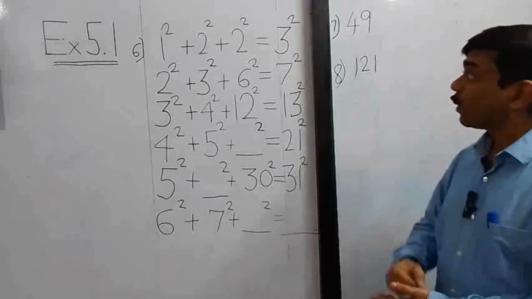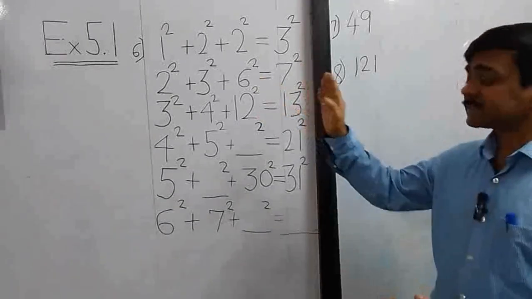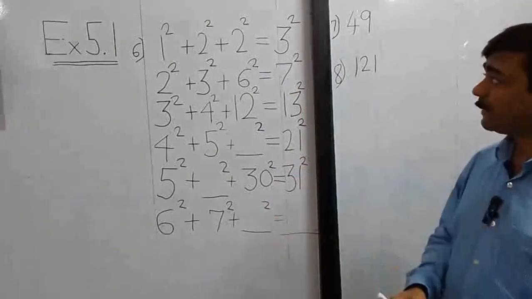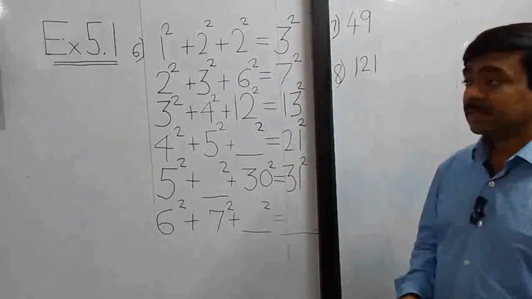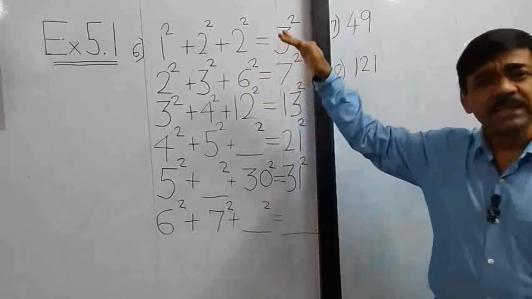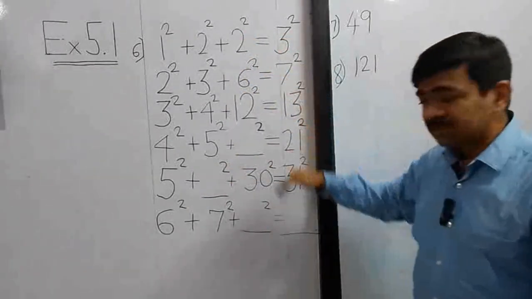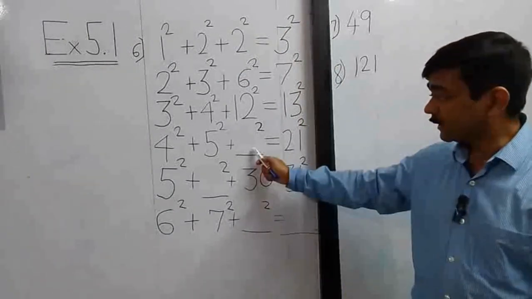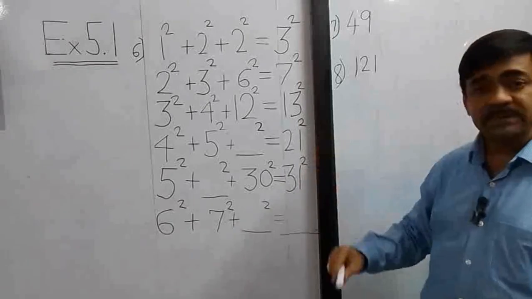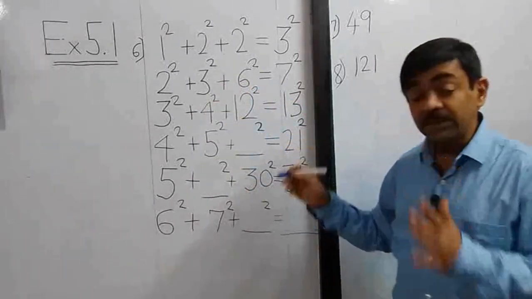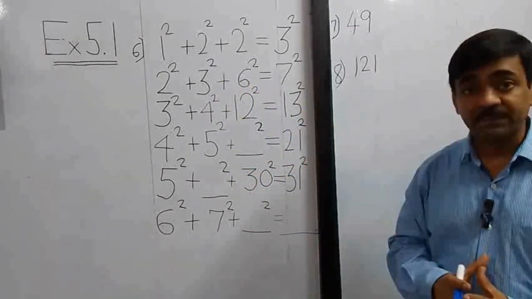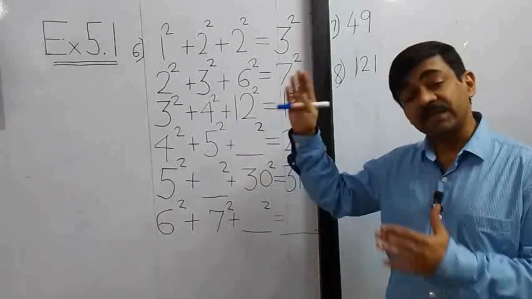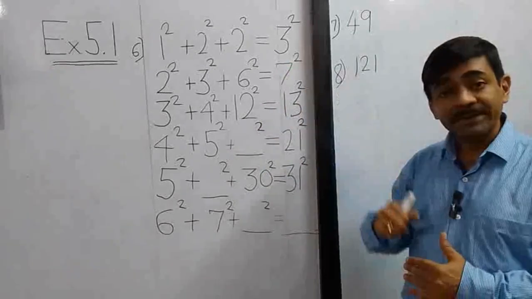Look at the board. We see that this is a sum: 1 square plus 2 square plus 2 square equals 3 square. If you observe, this is a pattern. There are two blanks over here. Let us see what this means. Here you have to be very observant. We have to see a relation between numbers which gives us the number on the right hand side.